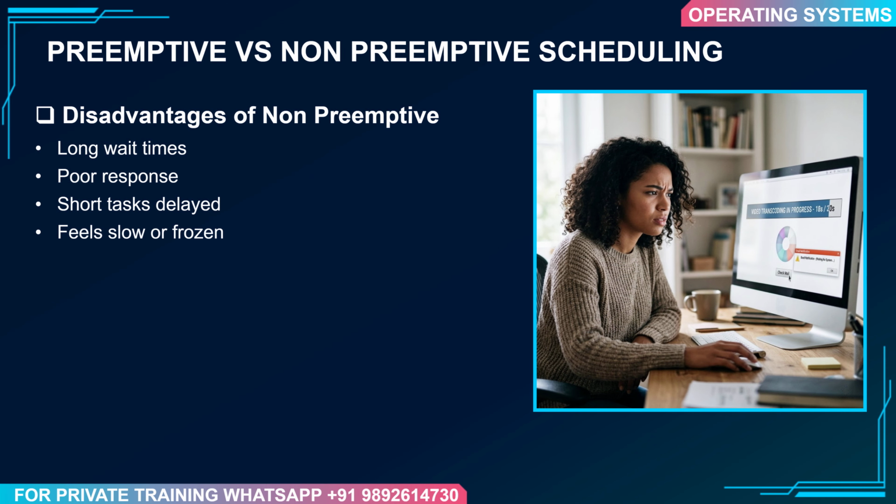But there is a downside. Imagine if process A is very long, maybe 20 seconds. All other processes, even very small ones, will be stuck waiting. This leads to poor response time. If a user clicks something, they may feel the system is slow or even frozen.